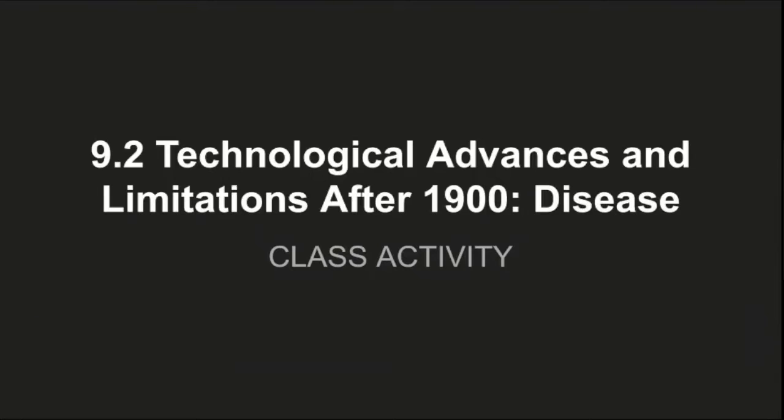Welcome, AP people, to Unit 9, Topic 9.2. This is Technological Advances and Limitations After 1900. We're talking about disease. Here we go.